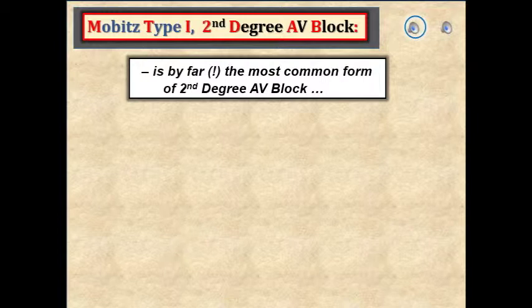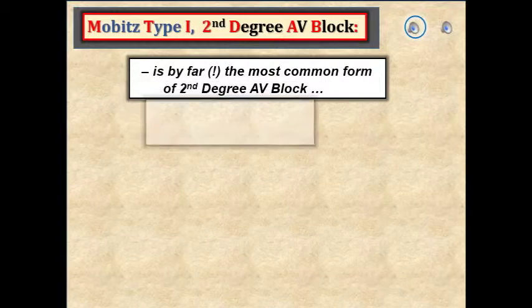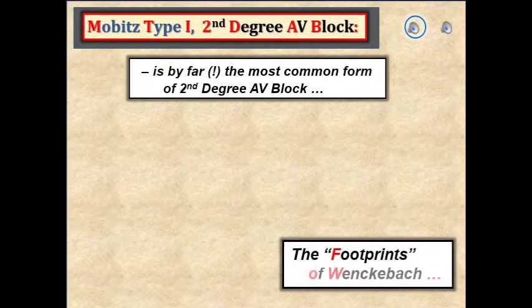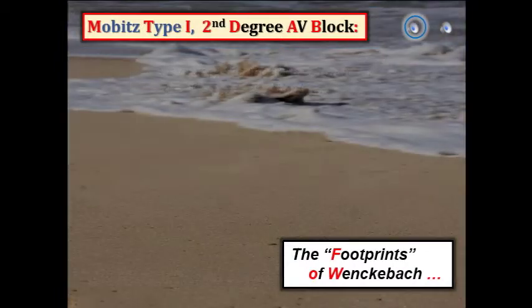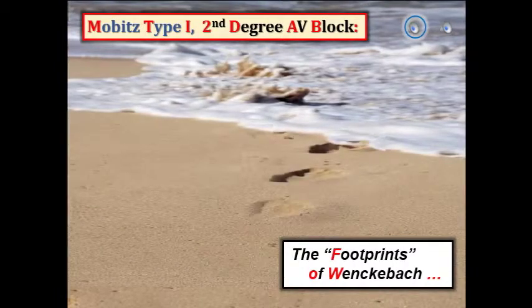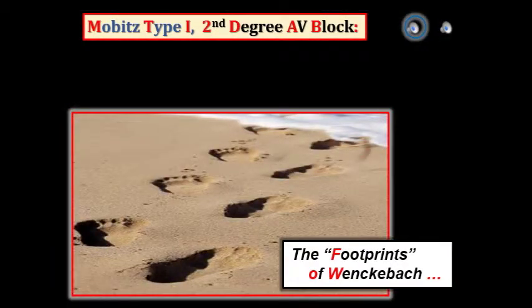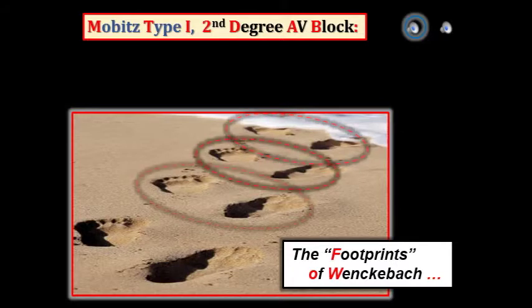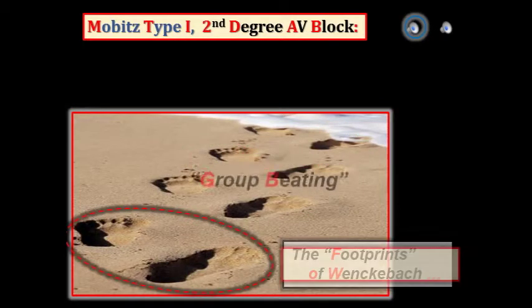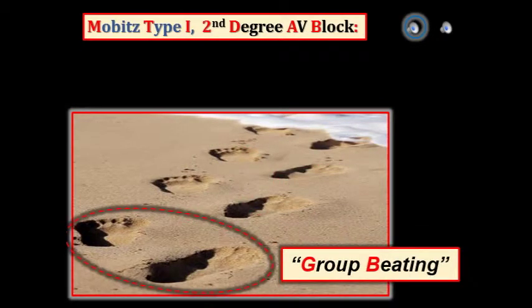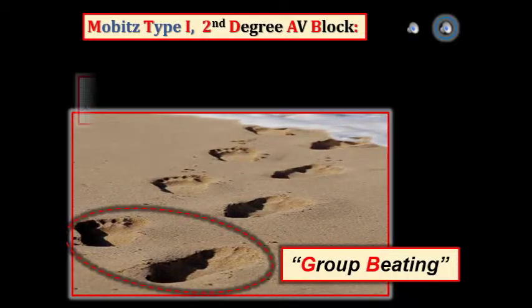Fortunately, recognition becomes much easier if we look for the footprints of Wenckebach, of which there are several. As suggested by these footprints in the sand, the footprints we see here are paired, so there is a pattern in the form of 2 footprints per group, which corresponds to the hallmark feature of AV Wenckebach, which is group beating. Let's look at a clinical example.